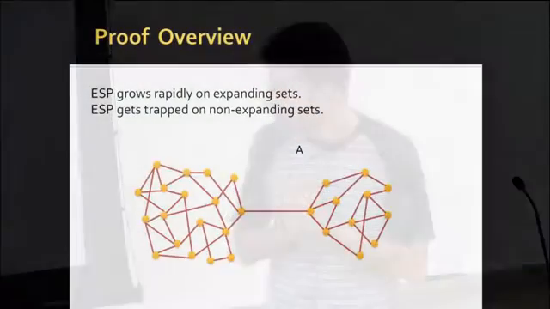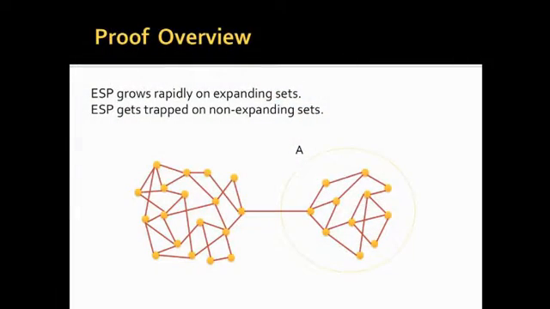Okay. So before going into the mathematical notations, let me give you a high-level overview of the proof. The proof uses the following two observations. The first one is that the evolving set process grows rapidly on expanding sets. And the second one is that the process cannot get trapped in non-expanding sets, cannot leave them very easily.